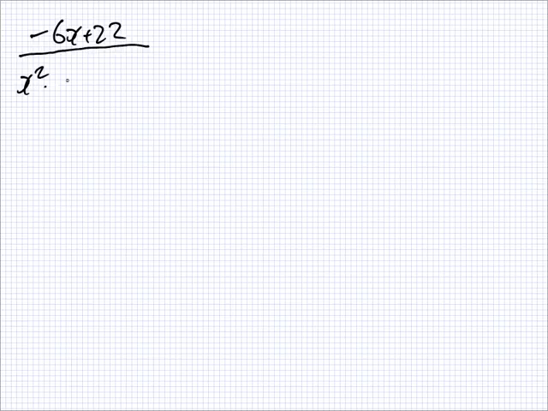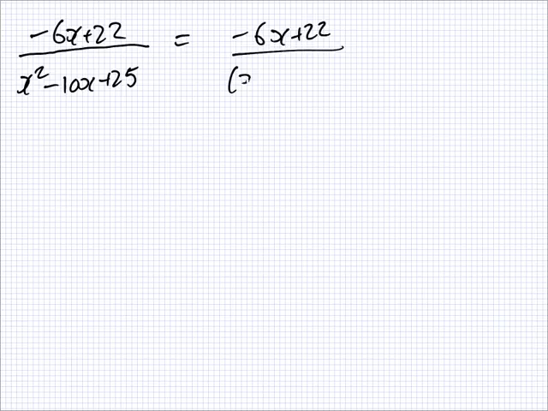Now the next example. The first two examples have been without any major problem, but with the next one, things start to get a bit more difficult because of something with the quadratic. X squared minus 10x plus 25. When you factorize, you get x minus 5, x minus 5. So then what do we do here?